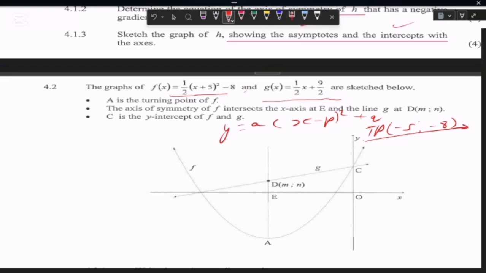Okay, and then what else can we get from the equations? We can get that this guy is a straight line. We can see that, and the gradient is positive a half. The y-intercept is 9 over 2 or 4.5. So it means that at this point, the y value is 9 over 2. Okay, so that is what that means. Now we are ready to go through the statement.